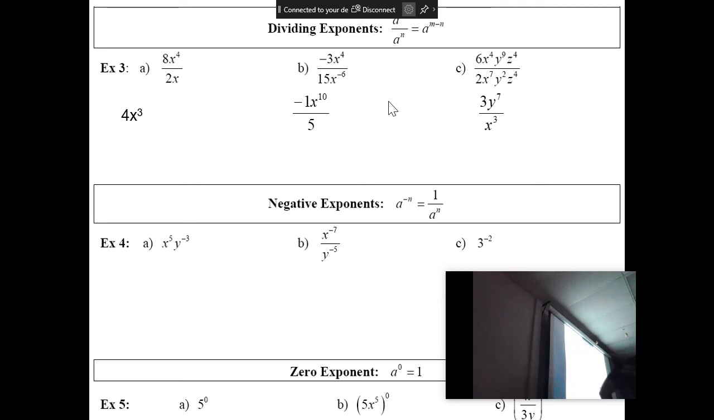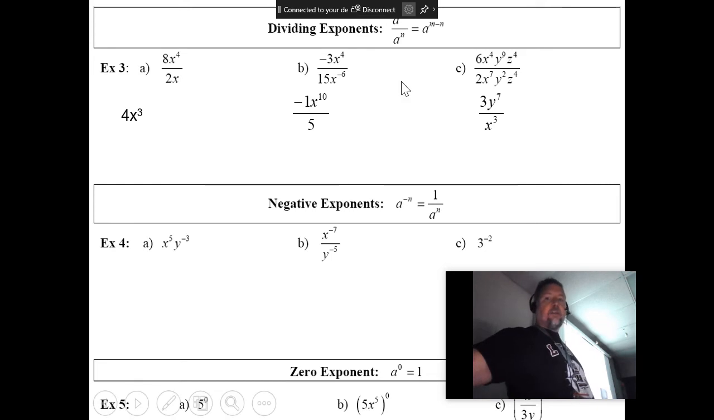Subtraction rule. 4 minus negative 6 is x to the 10th, or take that x to the negative 6 on the bottom and put it up on the top. And then you have x to the 4th times x to the 6th, add the exponents. One way or the other, that's what we need to know there.